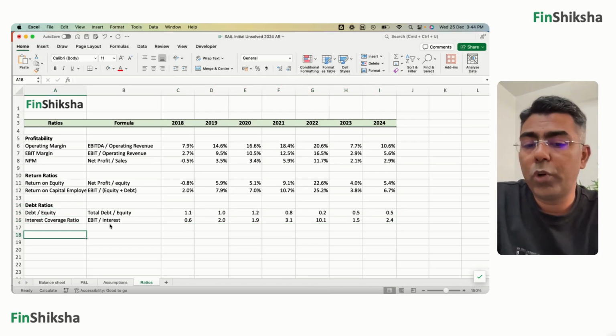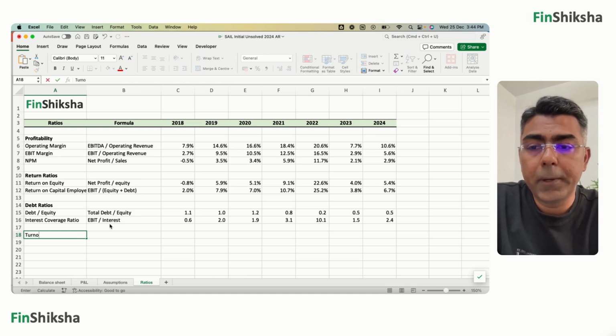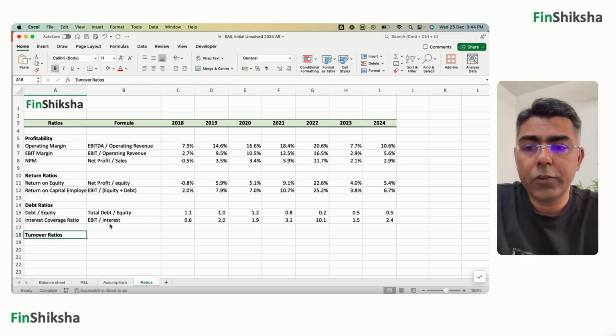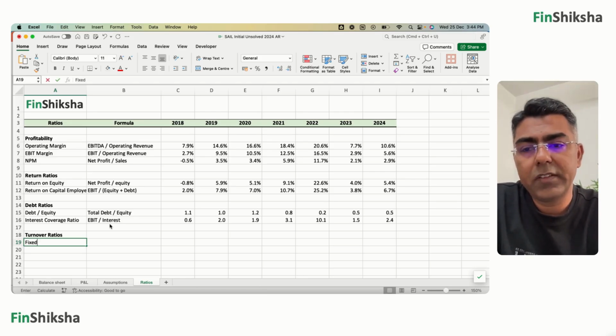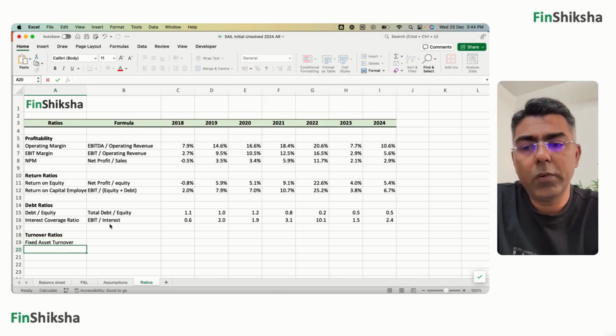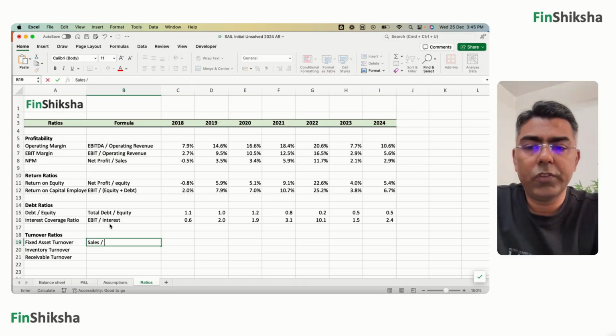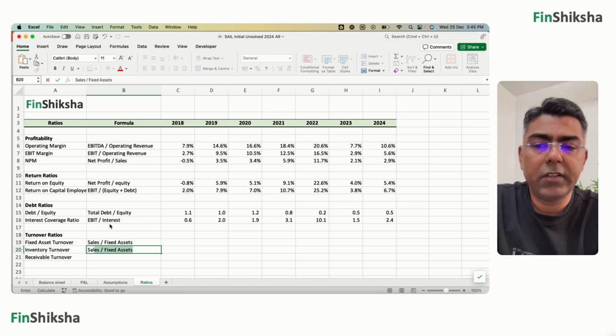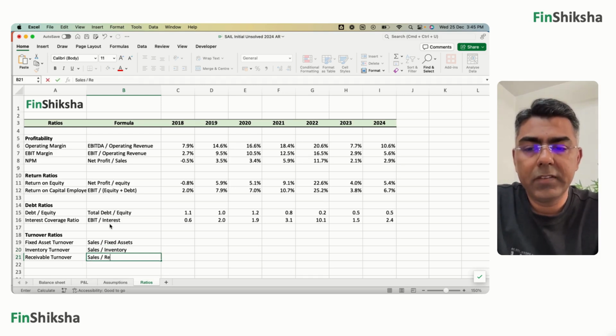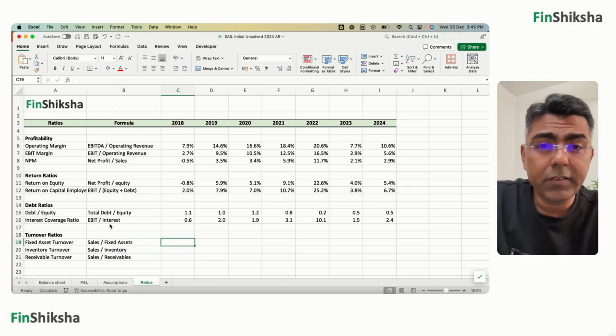And then we can go to efficiency ratios or turnover ratios that we are looking at. Control B, and we'll look at a bunch of these. Let's look at fixed asset turnover. We will look at inventory turnover. We will look at receivable turnover. And I'm going to just use sales upon fixed assets, sales upon inventory, sales upon receivables. We can also then convert it into days sales outstanding notation, right?